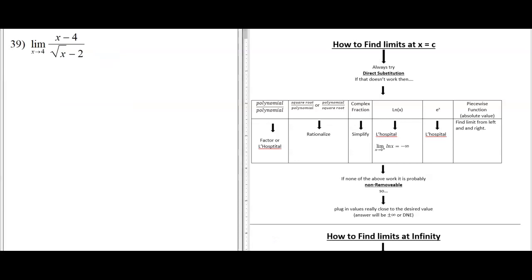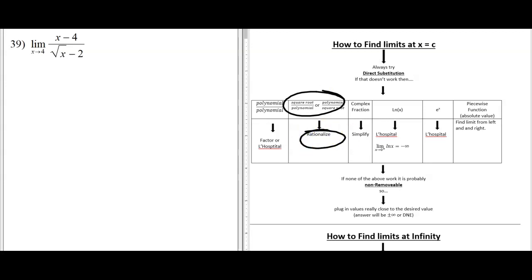All right. So once again, I'm approaching a number, just like I have been for most of these problems. So that means we try direct substitution, but as you guys can see, direct substitution is not going to work. So what do we do in this case? Well, when you have a square root over a polynomial or vice versa, we're going to rationalize.